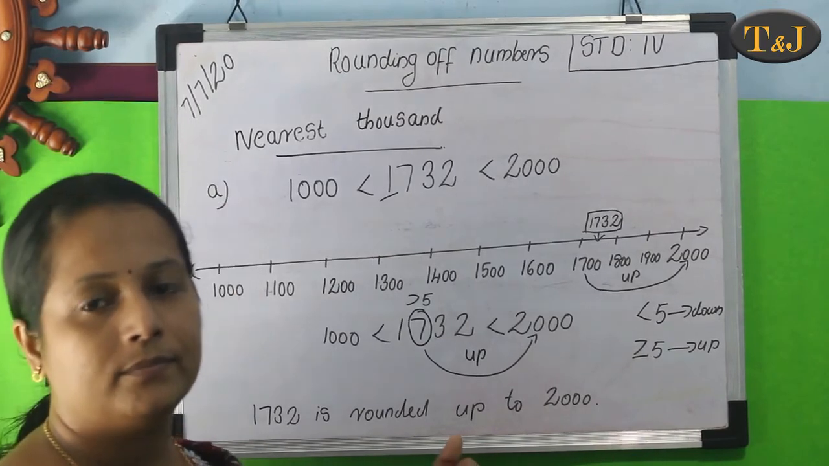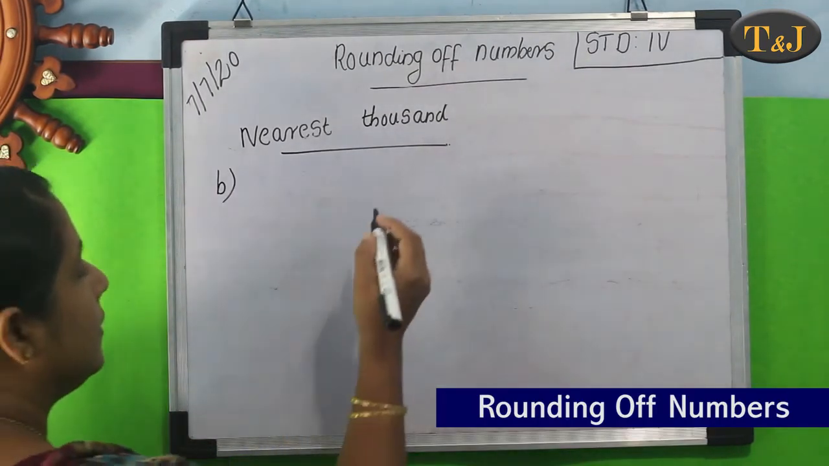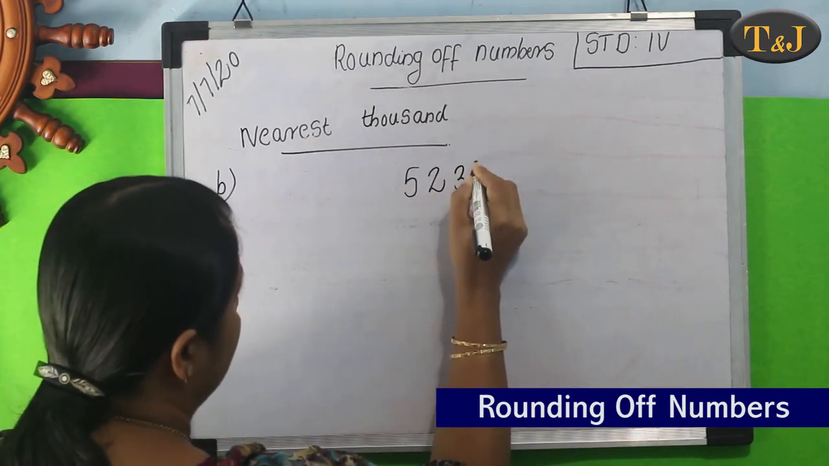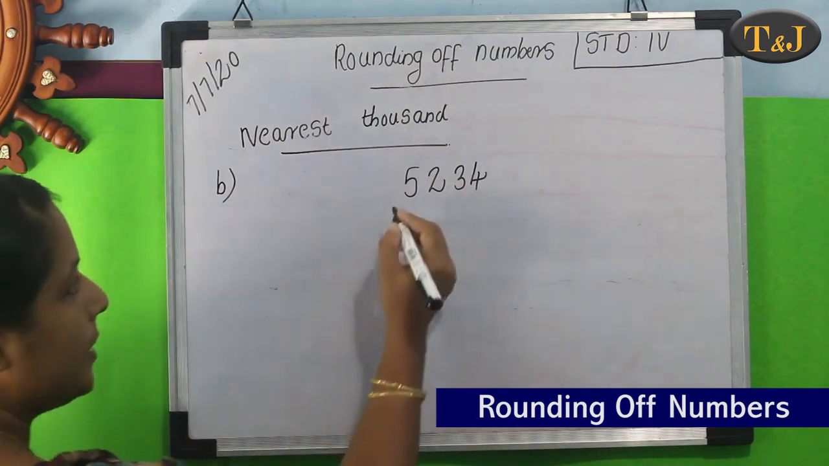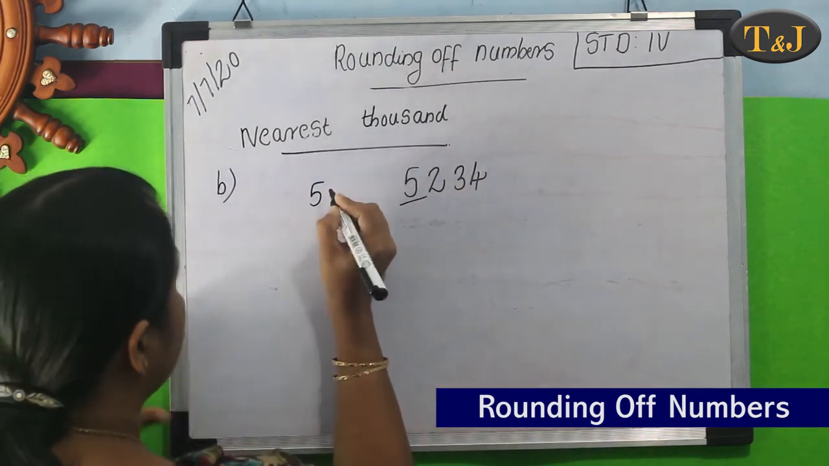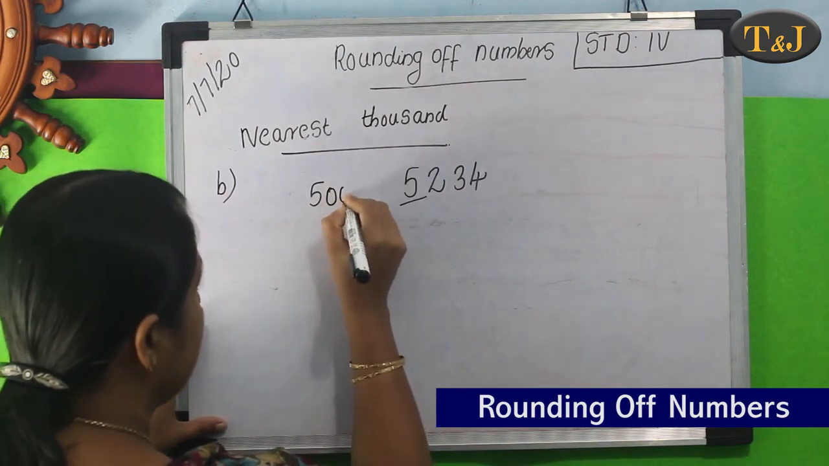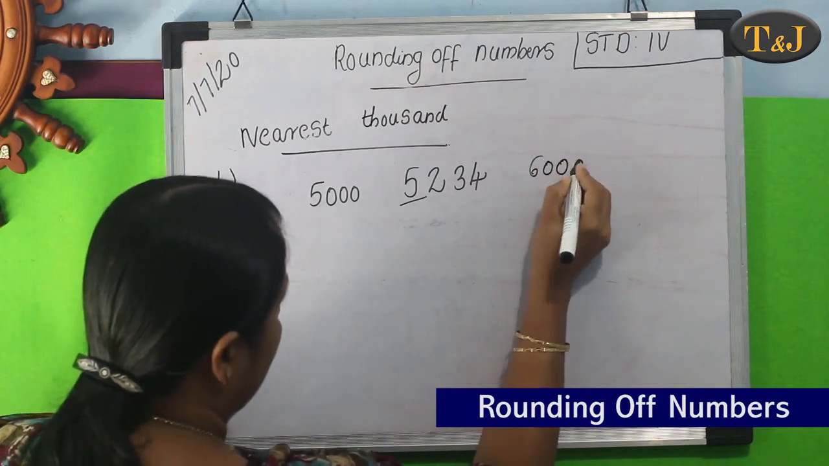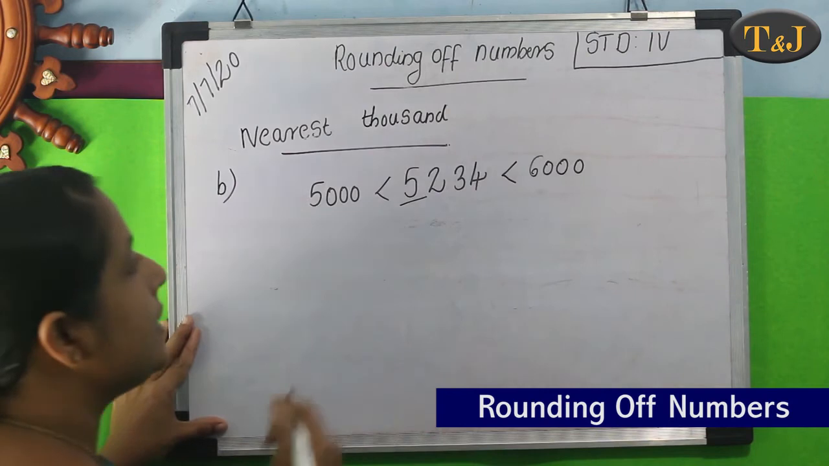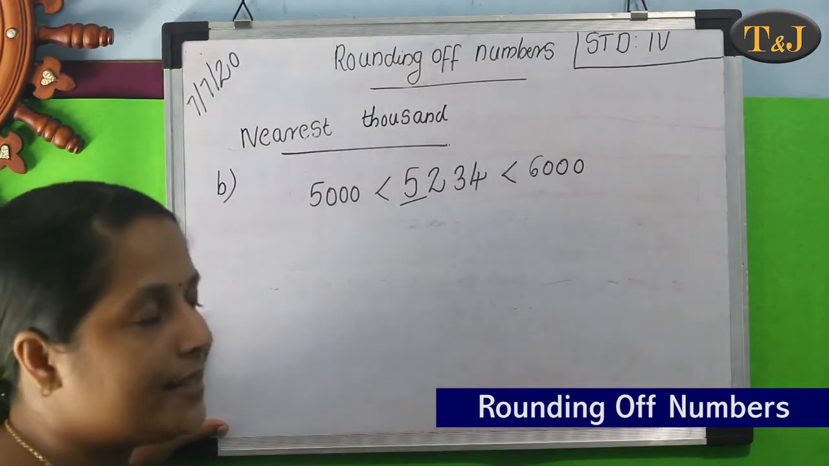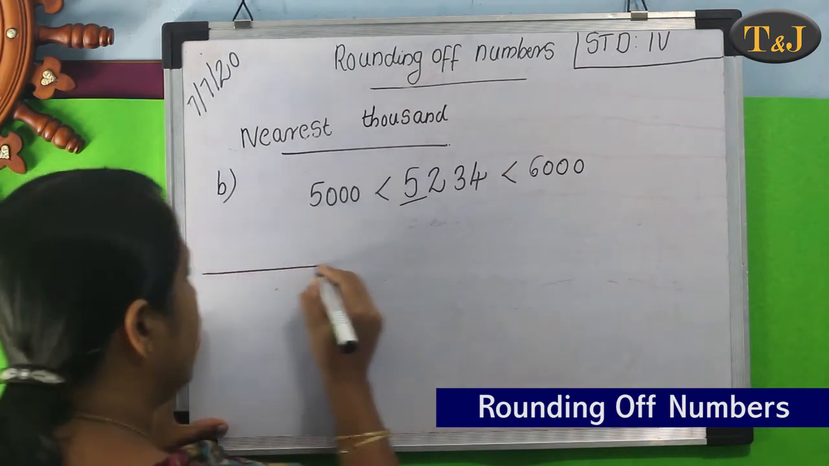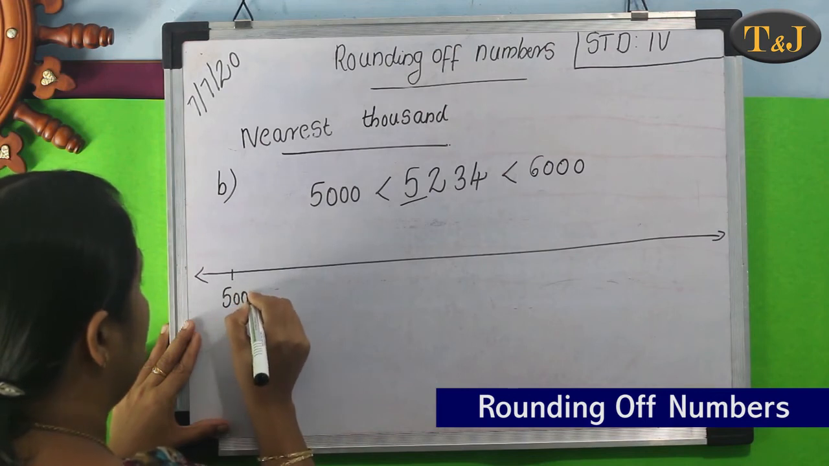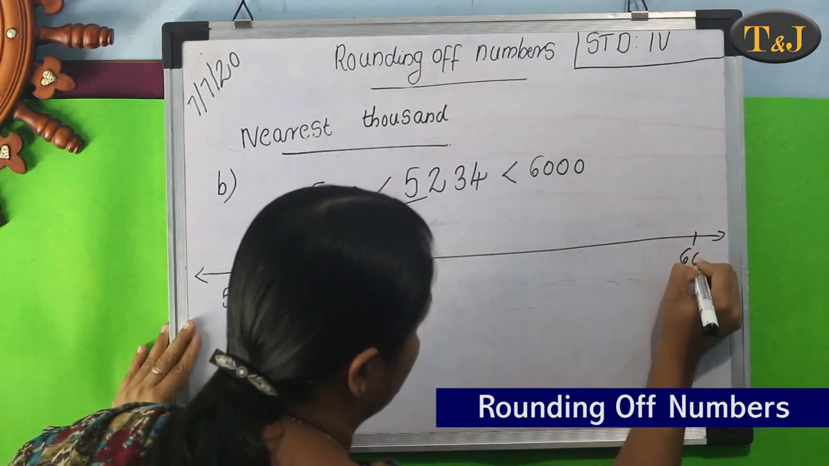Okay. Consider another example. The number is 5234. Here our first digit is 5. So we write 5. In the case of nearest 1000, we write 3 zeros here, and adding 1000 to this number, we get 6000. So 5234 lies between the numbers 5000 and 6000. Next we want to draw the number line. Our starting number is 5000 and our ending number is 6000.